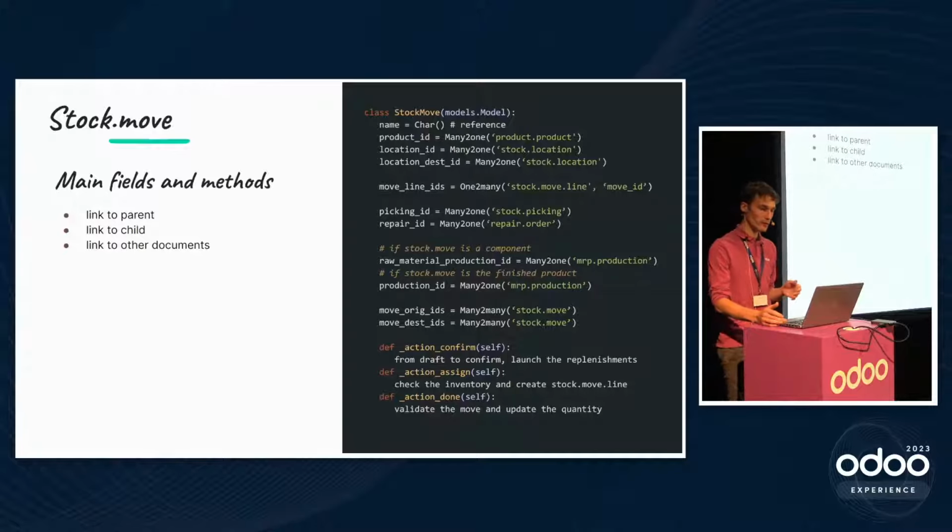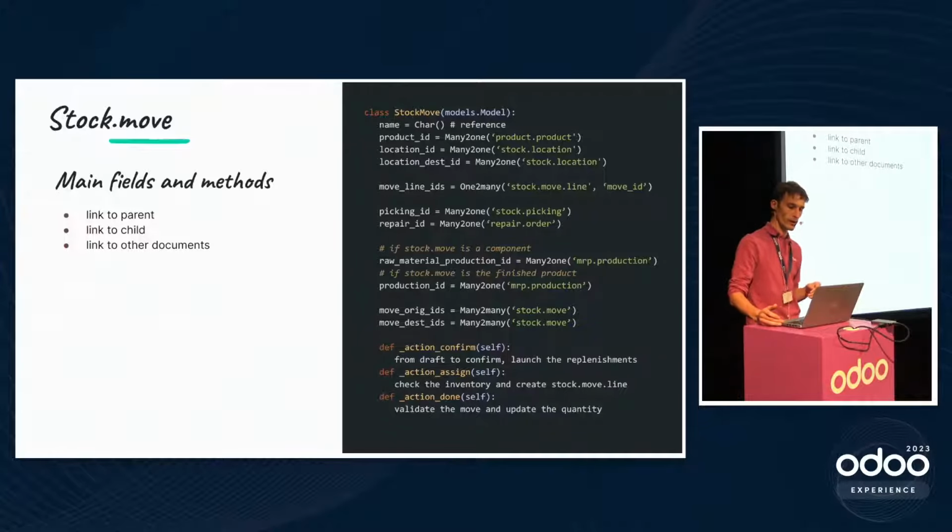And then the top level object. For instance, if a stock move is used in a transfer, it will be the picking ID field. If it's a repair order, it will be repair ID. And in manufacturing, there are two fields. It depends if the move is used as a component movement or a finished product movement. If you consume some material, it will be the raw material production ID field with the ID of the production. And if the move is a finished product, the one which is created in the manufacturing process, it will be the production ID field.